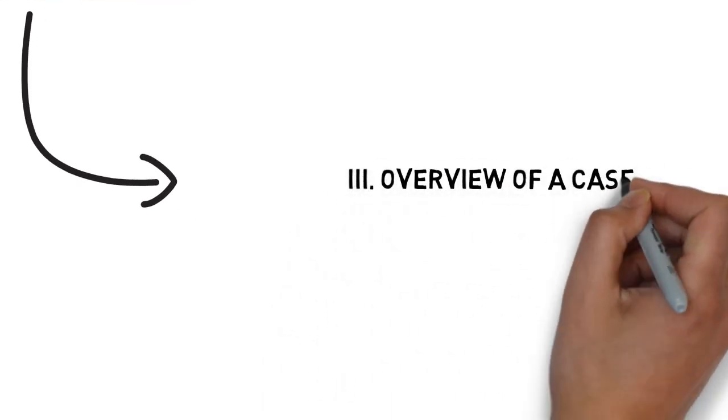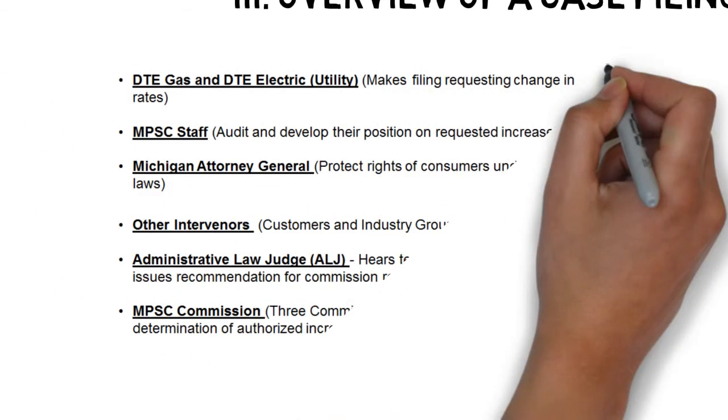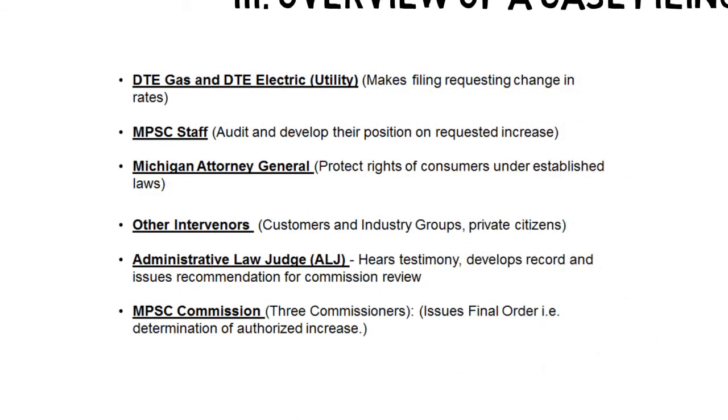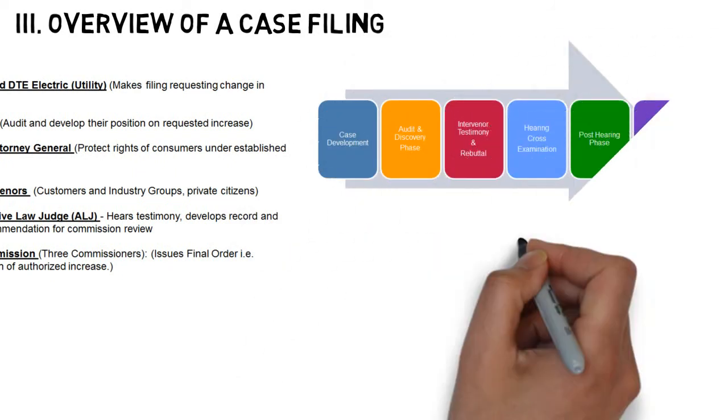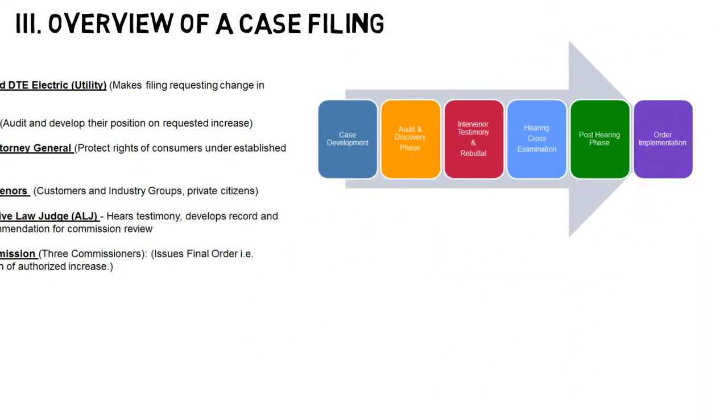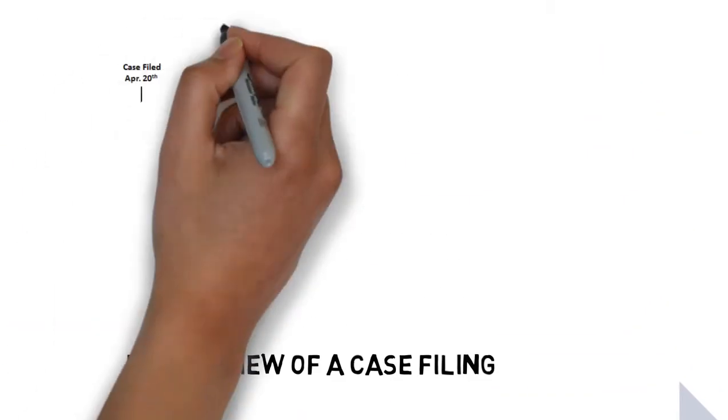Moving on, we're going to talk about an overview of a rate case and what goes into it. There are a number of parties. Obviously, the company, we have the staff, we have the attorney general representing the customers. We have other intervenors representing environmentalists, the administrative law judges, and then the commission themselves that are actually issuing the orders. In the timeline or overview, there's case development, audit, discovery, testimony, hearing, a post-hearing phase, and then the last box is order implementation.